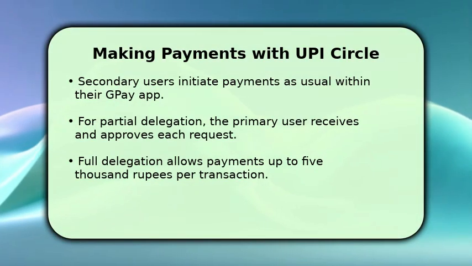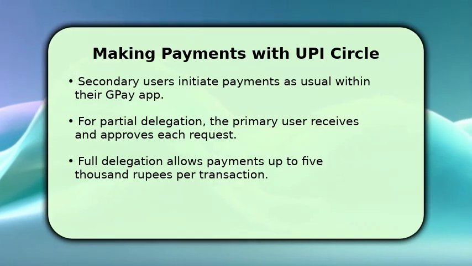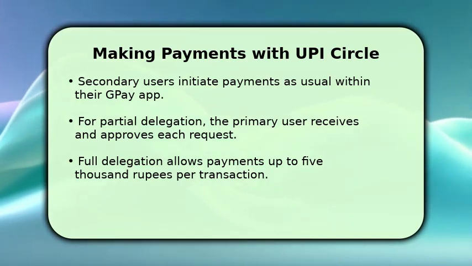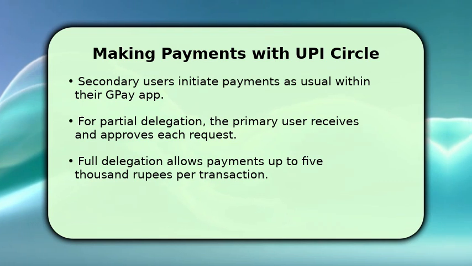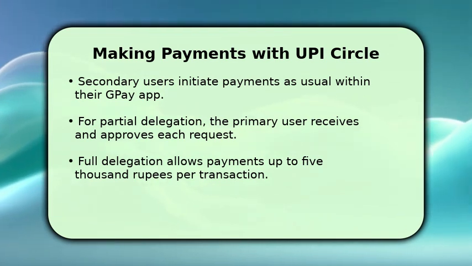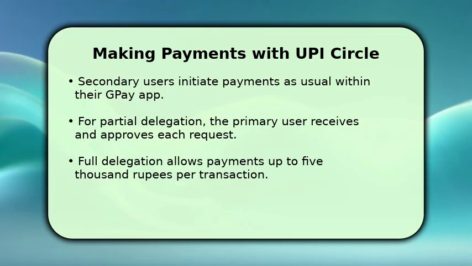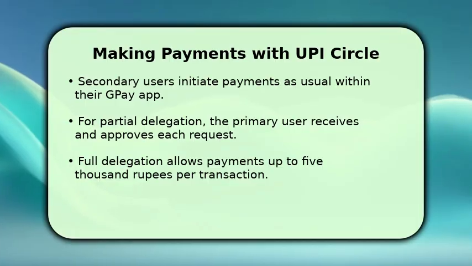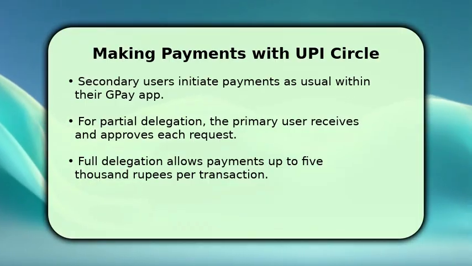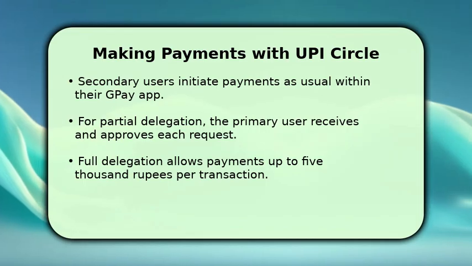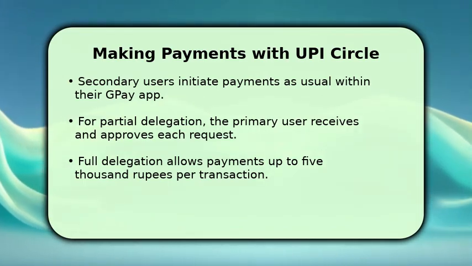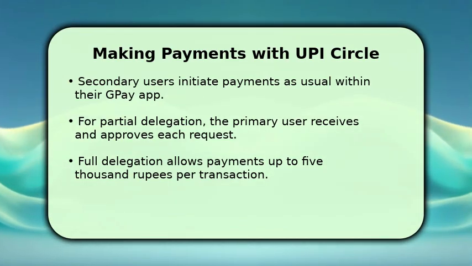Once the UPI Circle is active, secondary users can initiate payments just like any other GPay transaction. If partial delegation is chosen, the primary user will receive a notification for each payment request and must approve it within 10 minutes. With full delegation, secondary users can make payments independently, up to a maximum of 5,000 rupees per transaction, within a monthly limit of 15,000 rupees.